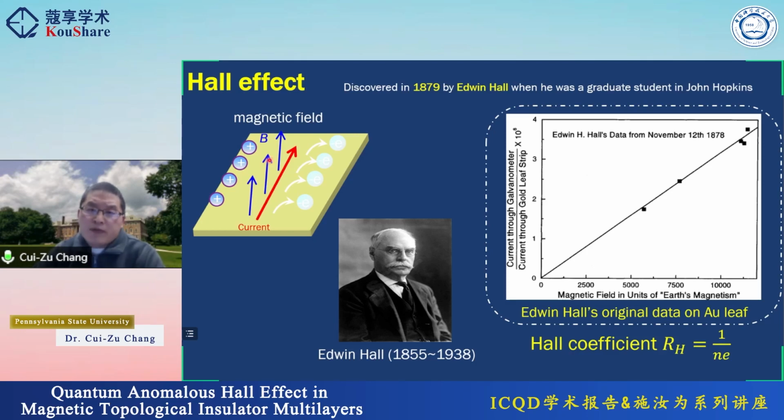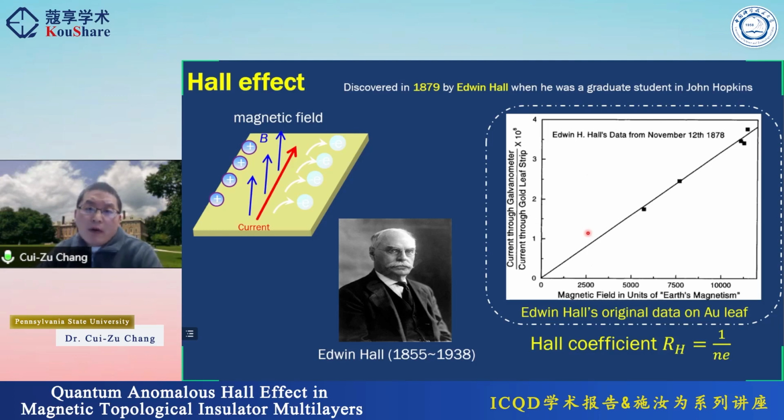And the Hall effect was first discovered by Edwin Hall. Actually, at that time, he was a graduate student at Johns Hopkins University. And this is Edwin Hall's original data on a gold leaf. And the Hall effect, we know, is still being widely used to identify the carrier type, carrier density and carrier mobility of the sample.